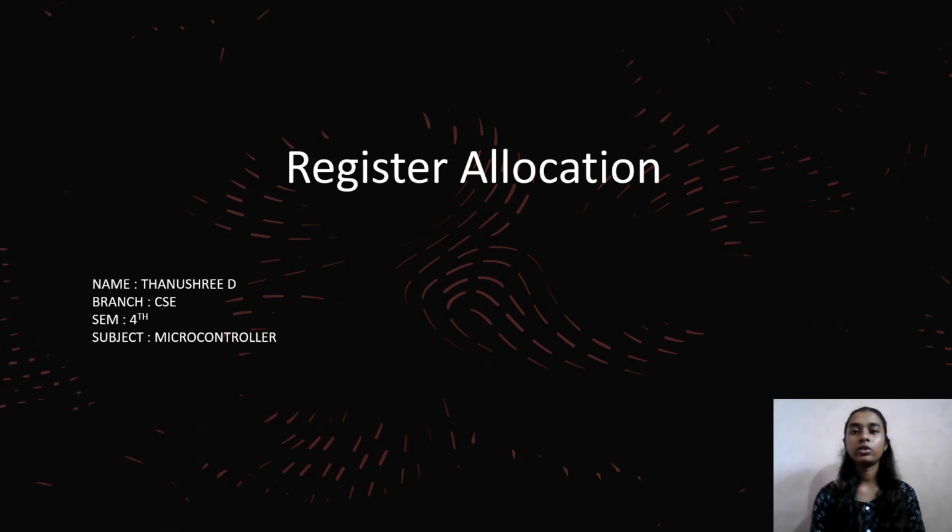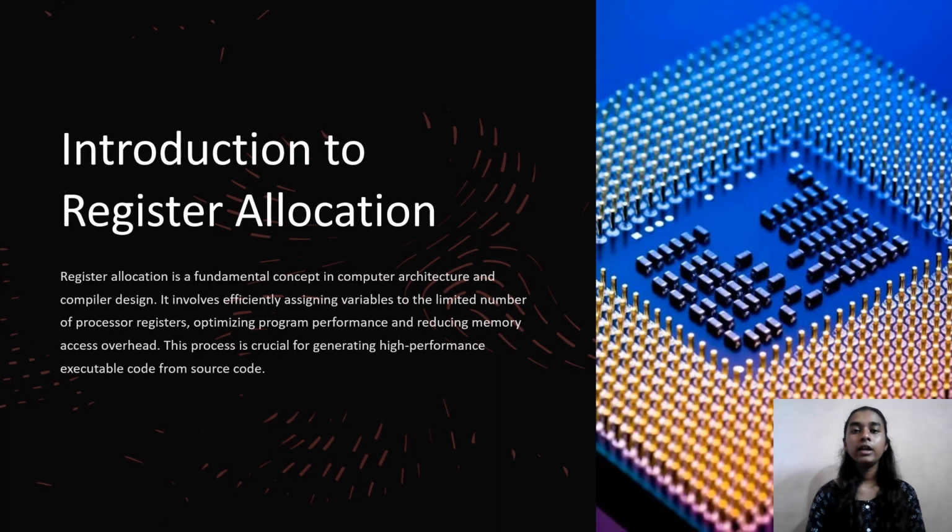In this video, we are going to discuss register allocation. Introduction to register allocation. Register allocation is a fundamental concept in computer architecture and compiler design. It involves effectively assigning variables to the limited number of processor registers, optimizing program performance and reducing memory access overhead. This process is crucial for generating high performance executable code from source code.